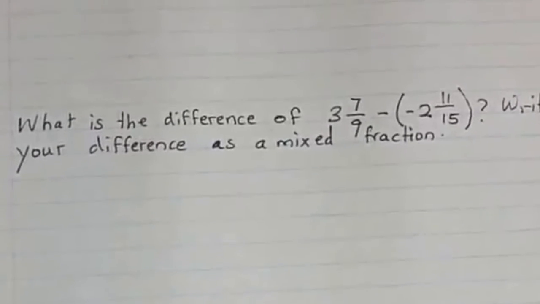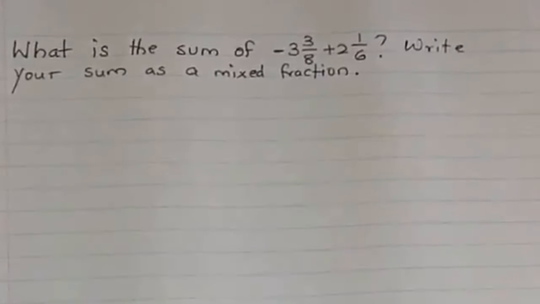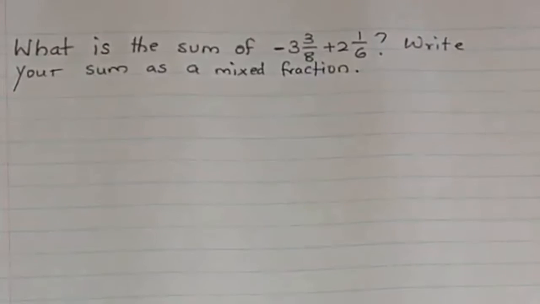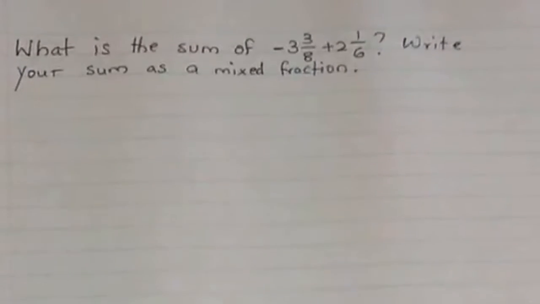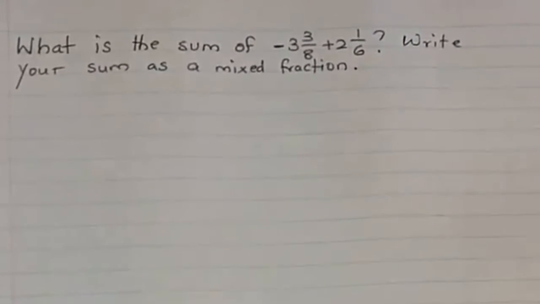Let's look at these questions on finding the sum and difference of fractions. So the first question is, what is the sum of negative 3 and 3 over 8 plus 2 and 1 over 6? Write your sum as a mixed fraction. So when we're working with fractions, it would be easier if the fractions are given as a mixed fraction to convert it to an improper fraction and then work with the fractions.